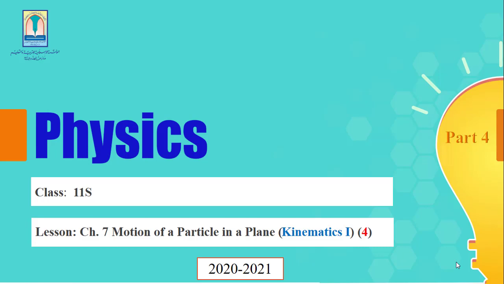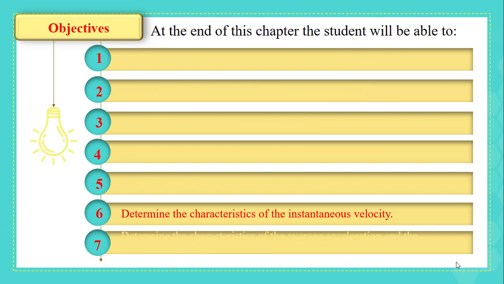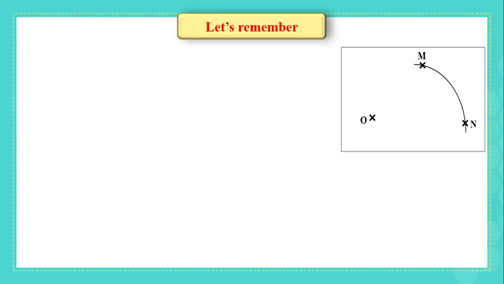In this video, we are going to study part 4 of Kinematics 1. Our objective in this part is to determine the characteristics of the instantaneous velocity vector. Let's remember the main ideas of the previous part.